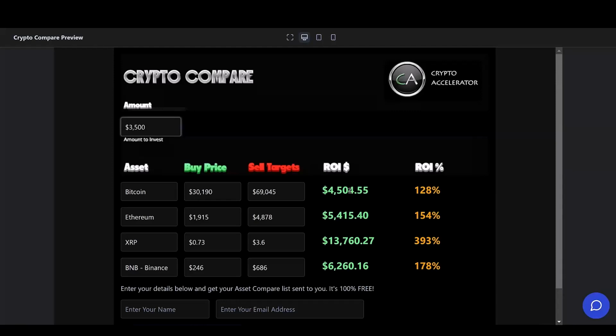Now, if you took that 3,500 and you had the 4 top assets, Bitcoin would have returned you $4,500. Ethereum would have returned you 5,400, so just under 5.5. It's $1,000 on top of Bitcoin. XRP would have returned you 13,700, so just a little bit under 14,000. And BNB would have returned you 6,200.